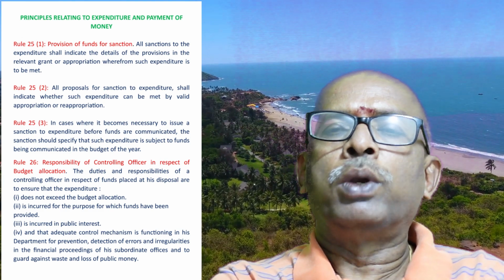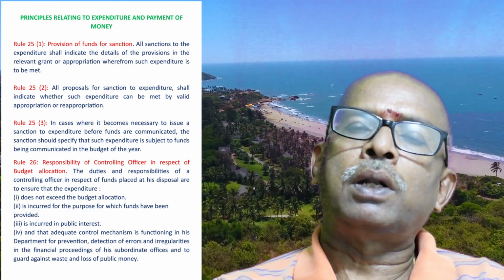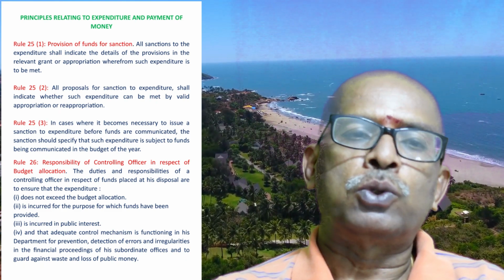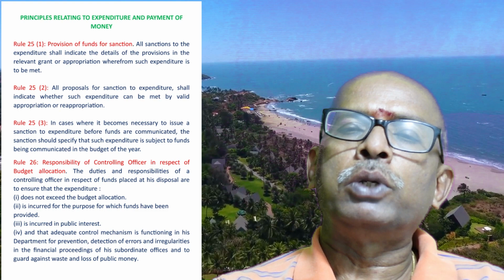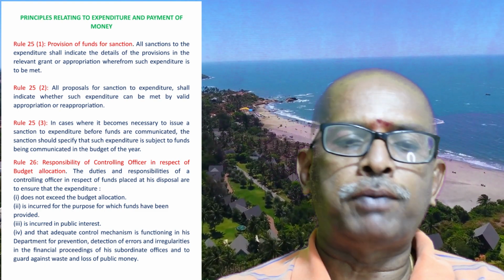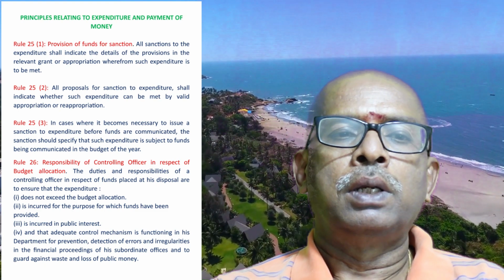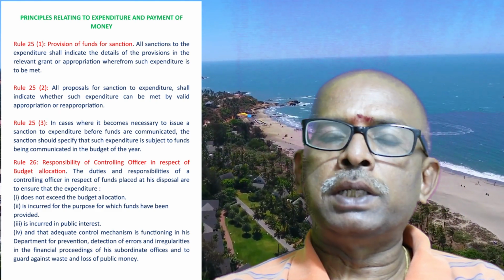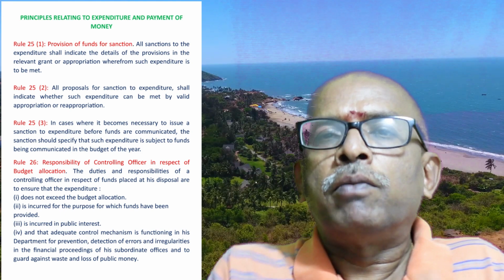Namaskar. We have, I think, released some 5 videos on GFR 2017, General Financial Rules 2017. Now we are going to discuss rule number 25 and 26. Normally this is again the principle relating to expenditure and payment of money from the public account.